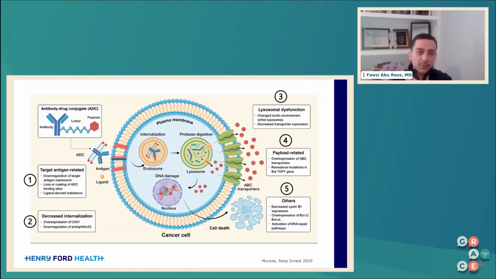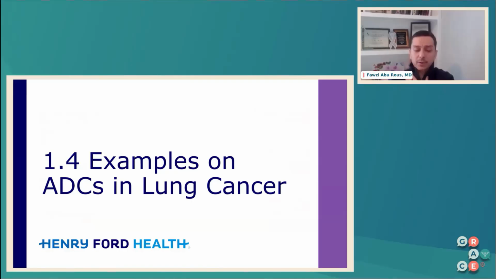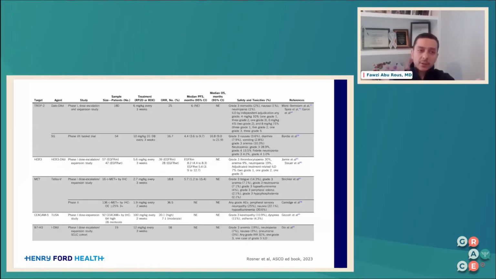So what are examples of ADCs in lung cancer? We have Dato-DXd, which is approved in EGFR. We have Teliso-V, approved in patients with non-small cell lung cancer that express MET at a higher level. We have, I don't have it here, but there's also T-DXd that is approved agnostically in all cancers, but also there is an approval in HER2 positive non-small cell lung cancer. And there are some other promising ADCs that are coming to the market, such as I-DXd in small cell particularly.